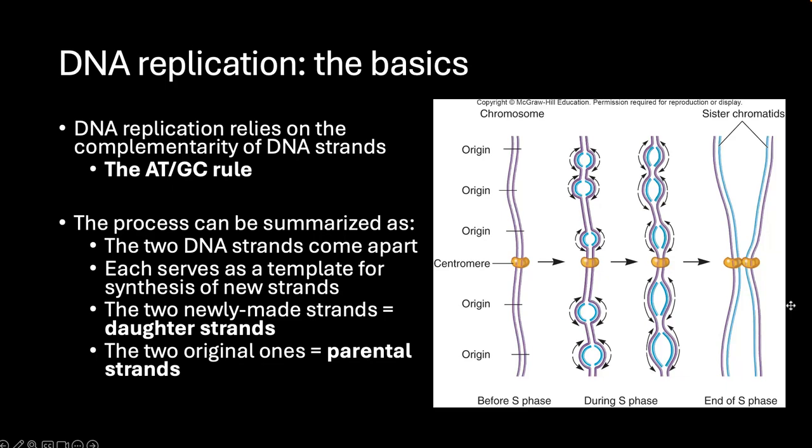In eukaryotes, this involves multiple origins of replication that slowly spread and in the end replicate the whole chromosome. The newly synthesized strands are called daughter strands, and the original ones are the parental strands.